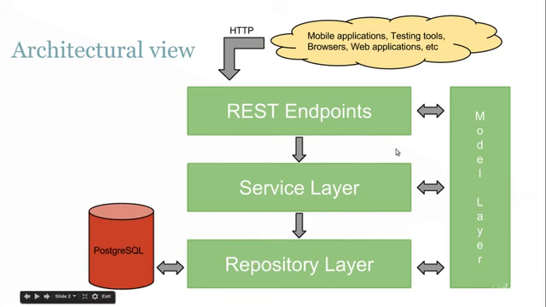As a vertical layer, on the right side we have our model layer, containing all of our entities that will be used by all of our horizontal layers. This architecture is simple, but efficient, and most important, meets our requirements.